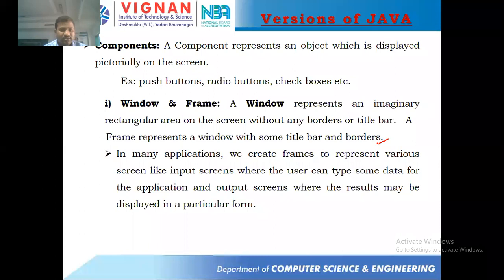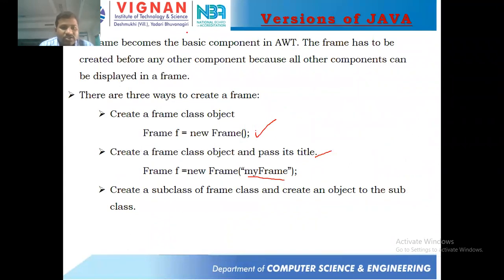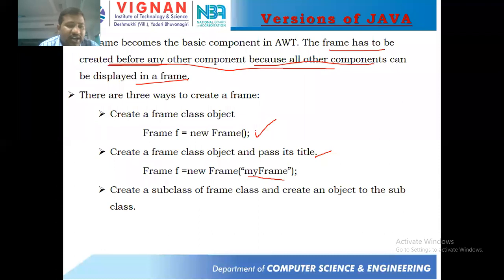Right, completed. Difference between window and frame. Fine. So a frame is a basic component in AWT, and the frame has to be created before any other component, because all other components can be displayed in a frame.